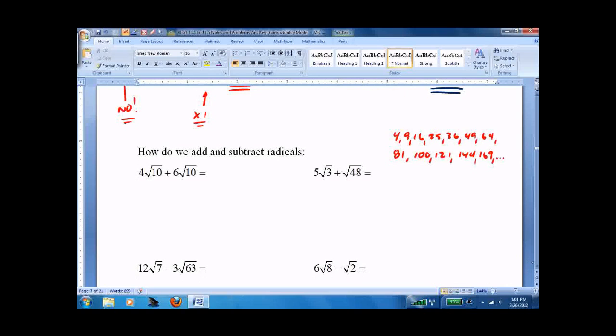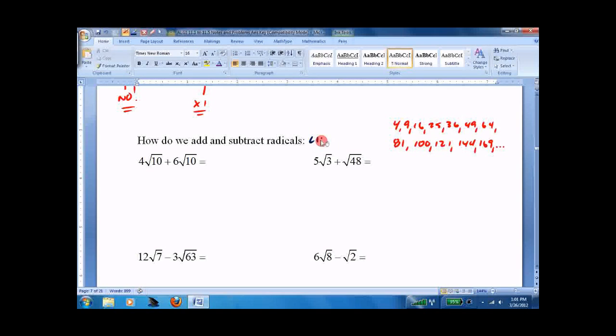Now, adding and subtracting radicals. Not too hard. Key thing is, remember, you have to have like terms. A like term means that you have the same radical. So this root 10 and this root 10 are like terms. So it's like saying 4 apples plus 6 apples is 10 apples. But we don't have apples, we have a root 10.